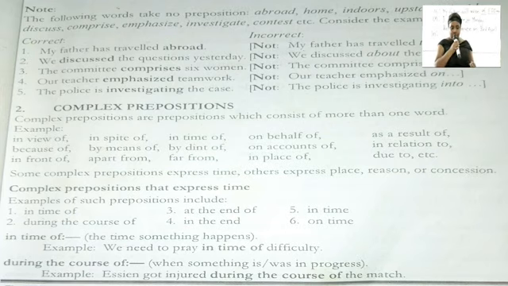So we have in view of, because of, in front of, in spite of, by means of, apart from, in time of, by dint of, far from, on behalf of, on account of, in place of, as a result of, in relation to, due to, etc. You can also write another five examples of complex prepositions aside from the ones on the board. So let's move on. Let's take them in examples and know the meaning or how each is used.